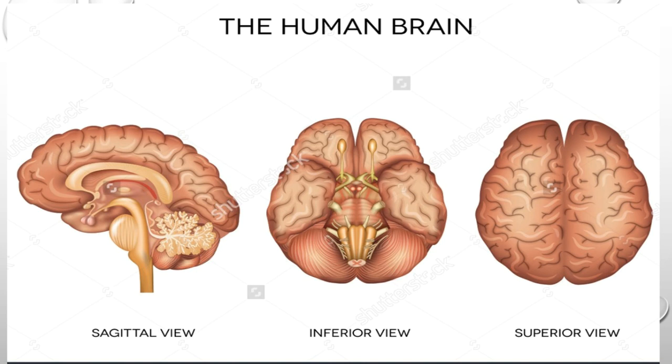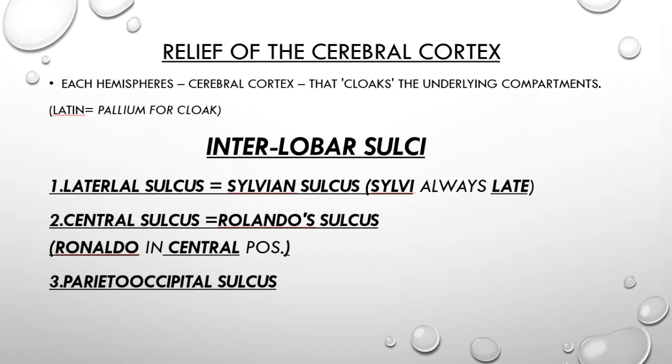Next we can jump into the interlobar sulci. We need to study three sulci: lateral sulcus, central sulcus, and parieto-occipital sulcus. There are three names we must learn by heart: Sylvian sulcus, Rolando sulcus, and parieto-occipital. We make a code here: Sylvian always lateral, and Rolando, like Ronaldo, in central position. Visualize that Rolando is the central sulcus.